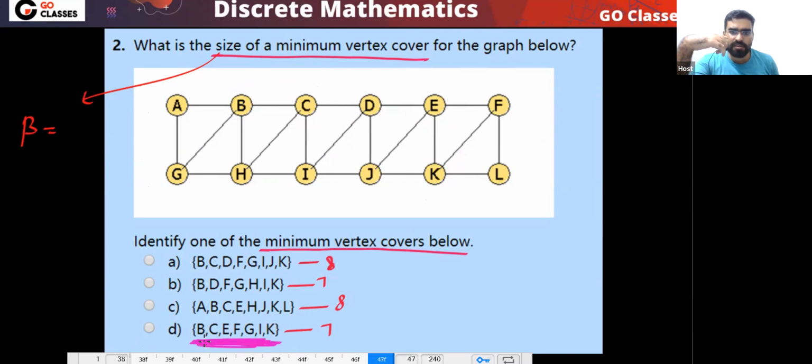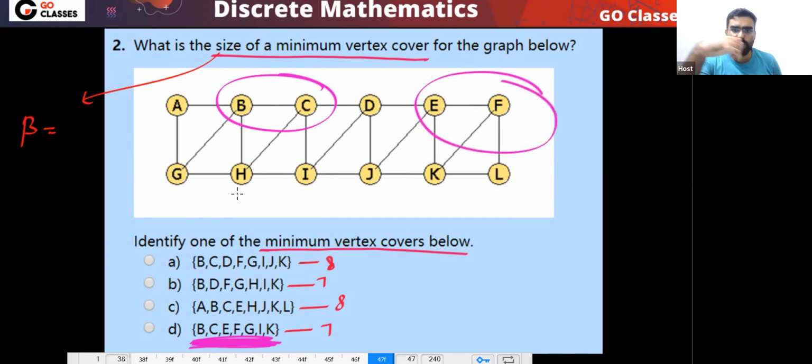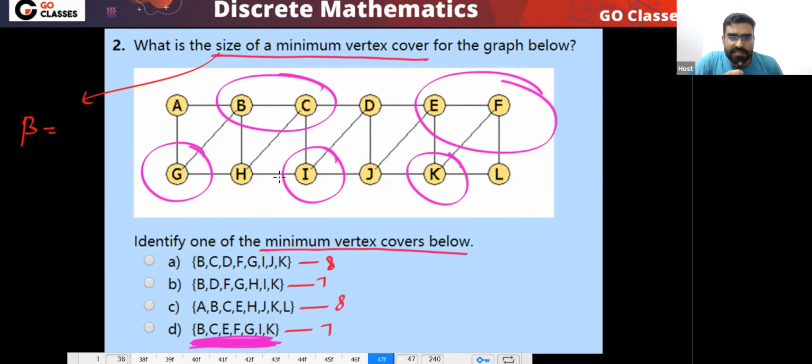So let's see this option. For this option, you can notice these big things you can create, B, C, E, F, because this will tell you which edges are covered. So are we covering all the edges? Did I leave any edge?